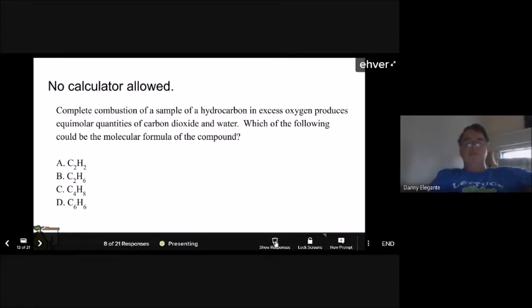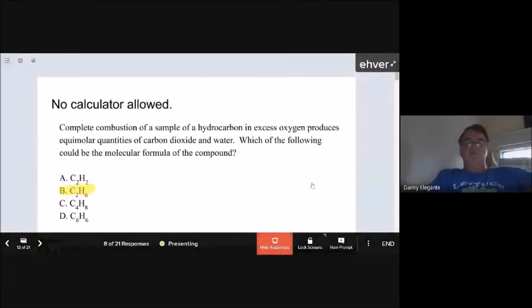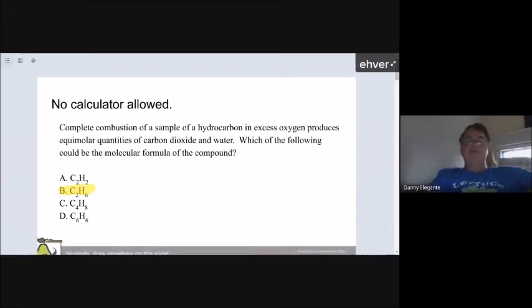All right, so let's see what y'all put for answers. Look at that. Everybody picked C2H6. So let's see if you're right or not. The compound produces equimolar amounts of carbon dioxide and water. Which of the following could be the molecular formula of the compound? Well, if you have equimolar, that means equal number of moles. So you would have 1 mole of carbon dioxide and 1 mole of water.